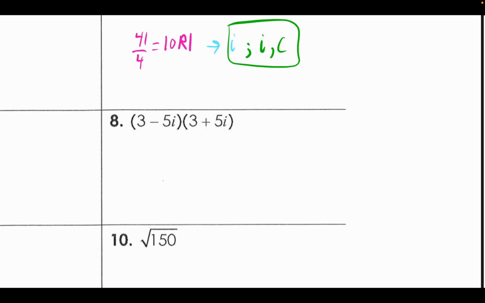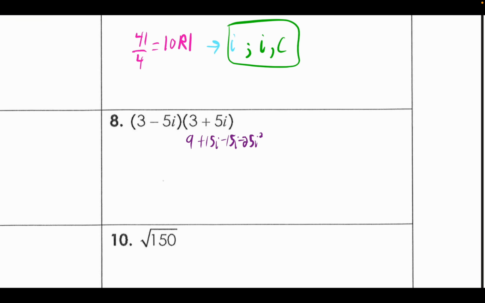Number 8. As we multiply through, we get 9 plus 15i minus 15i minus 25i squared. This ends up becoming 9 plus 25, which is just 34. 34 is a natural number, a whole number, integer, rational, real, complex. Now, it's not wrong if you were to put rational then integer. It's just typically more straightforward to go from the smallest number set to the biggest number set in order like we did here.